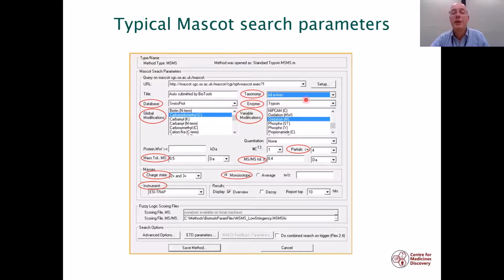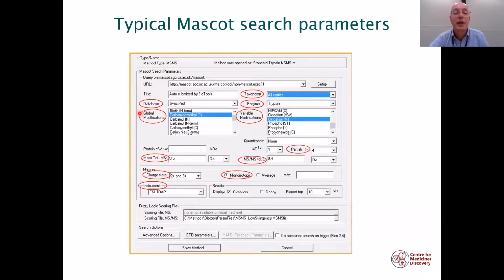You can specify the taxonomy. A lot of researchers like to do this. They can increase the number of hits they have by narrowing down the taxonomy. Personally, I prefer to keep this taxonomy open. I like to search everything, but that's a personal thing.